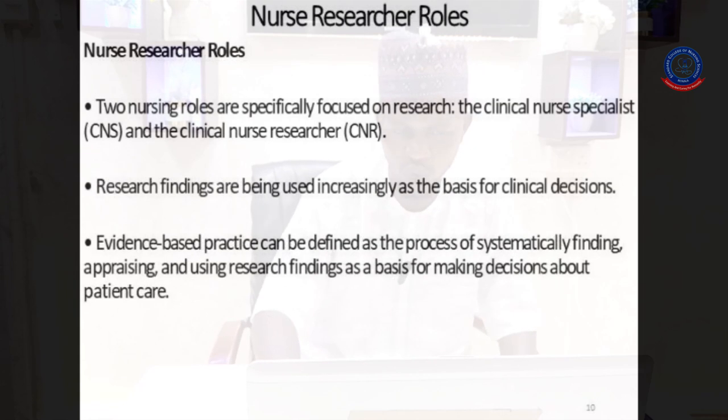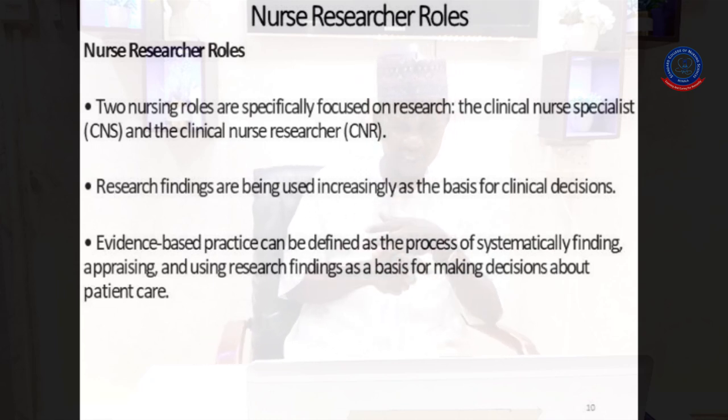Nurse researcher role. What are the roles of nurse researchers? Two nursing roles are specifically focused on research. The first one is the clinical nurse specialist, which is called the CNS, and the clinical nurse researcher, which is the CNR. So there are two roles a nurse researcher can play: either you are a clinical nurse specialist, the CNS, or a clinical nurse researcher, the CNR.